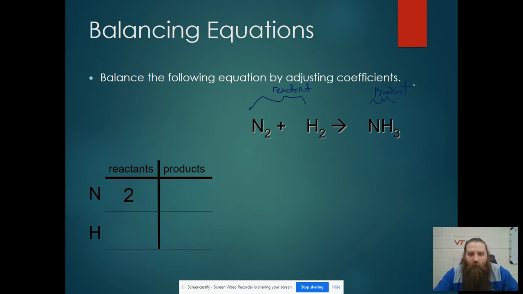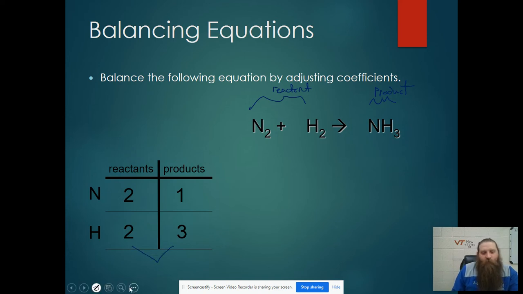So on the reactant side, we have 2 nitrogens. We have 2 hydrogens. On the product side, we have 1 nitrogen. We have 3 hydrogens, okay? So I can't fix this with a whole number, right? I can't multiply 2 by a whole number and get 3. So can't do that one. But I can definitely multiply 1 by a whole number to get 2. So I'm going to put a 2 in front of this product side ammonia molecule.